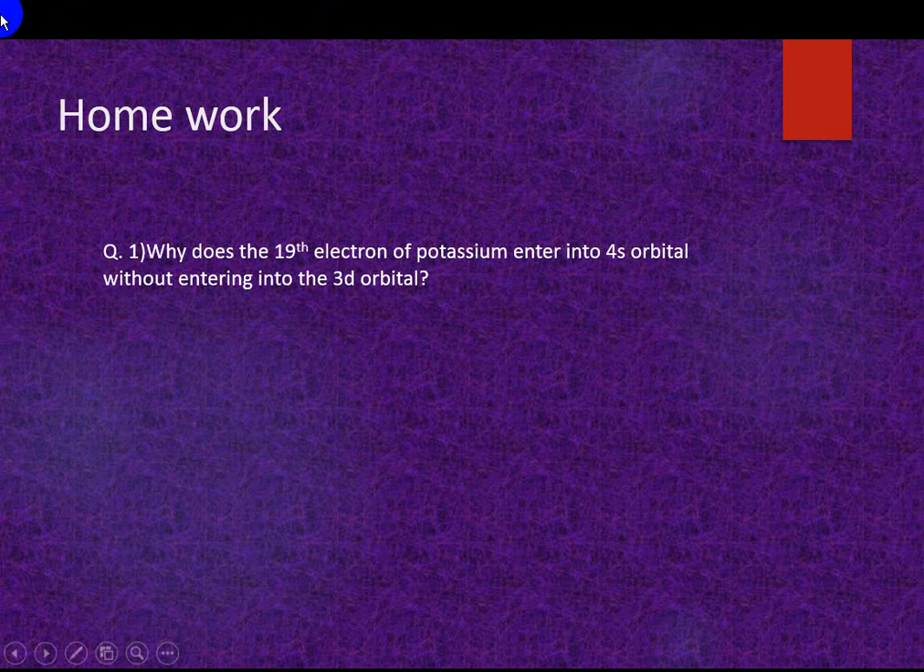Okay, homework. Today's class I will not take longer. This is the homework: why does the 19th electron of potassium enter the 4s orbital without entering the 3d orbitals? Have you found your homework?